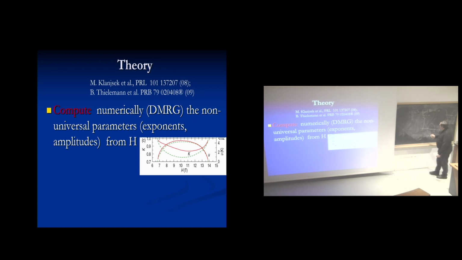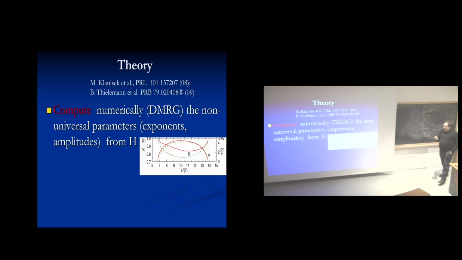Okay, so this is of order J perp. This is of order J perp. And this is of order J parallel. Below this temperature, I have my excitations, and this is a Tomonaga-Luttinger liquid.